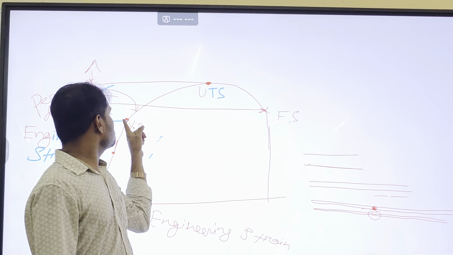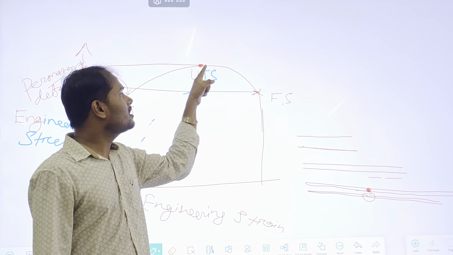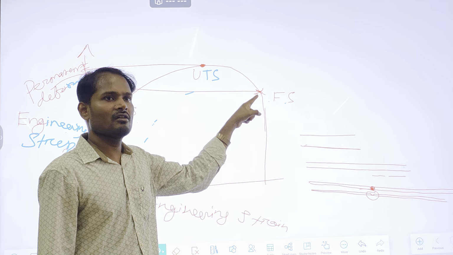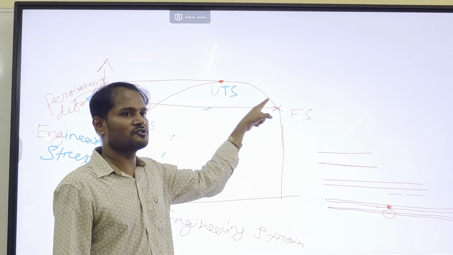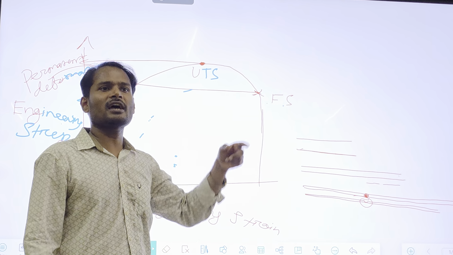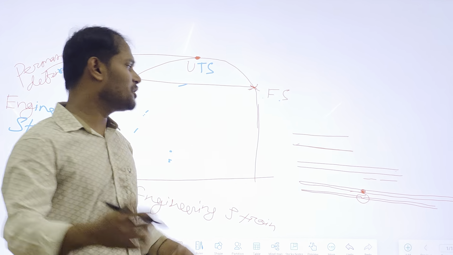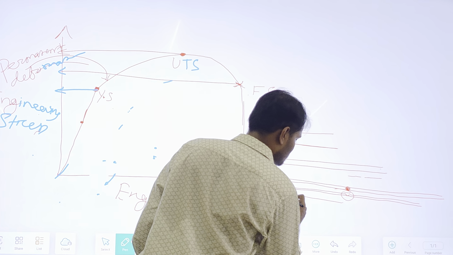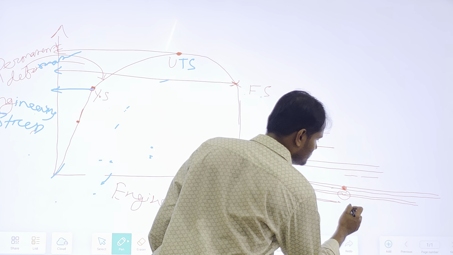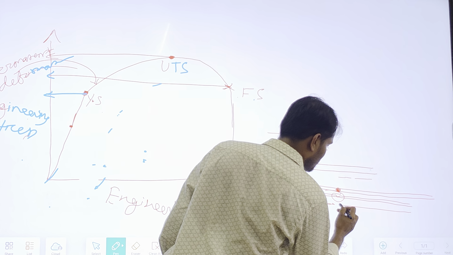So this is the reason of strain hardening and this is the reason of necking. So necking starts from here. That's why the strength is going down. And finally a point will be reached, they will become two parts like this. So this is the final.